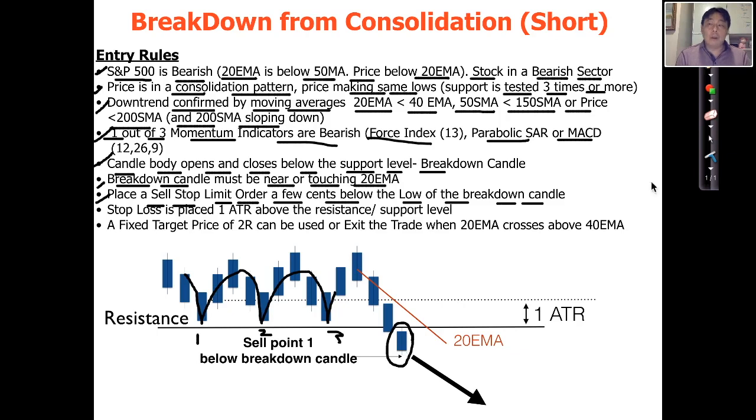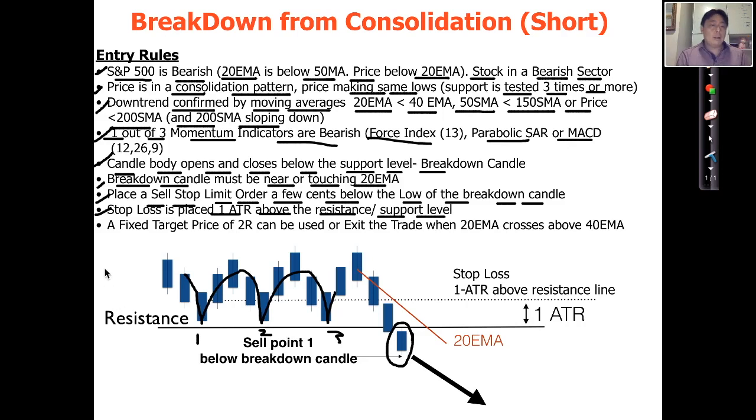So where do you place your stop loss? Okay, so now when you're doing a short, you want it to go down. So if it goes up, you're losing money. So if it goes up, you have to cut your losses. So we place our stop loss above the resistance level. That was previously the support, now it's become resistance. So stop loss is placed 1 ATR above the resistance / support level.